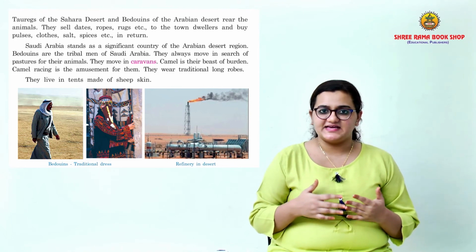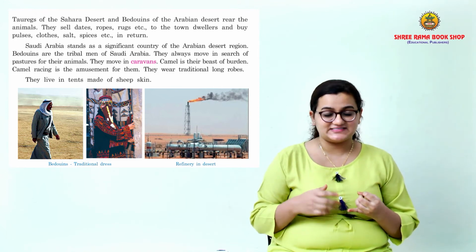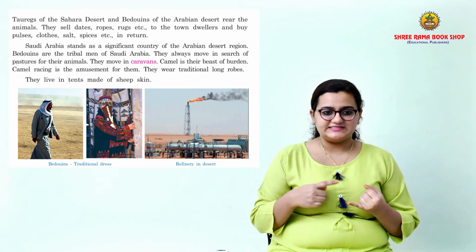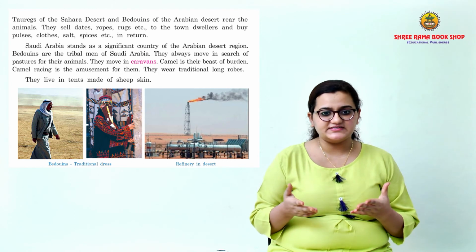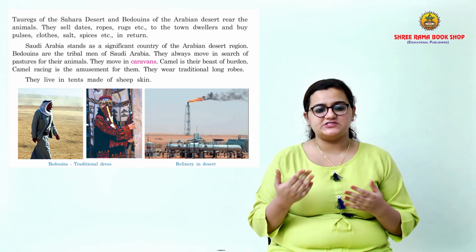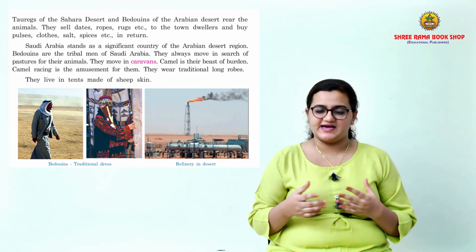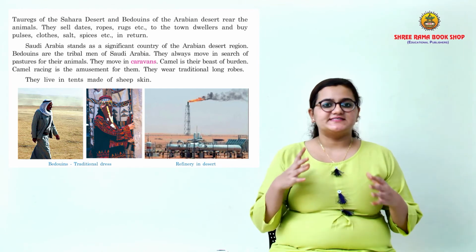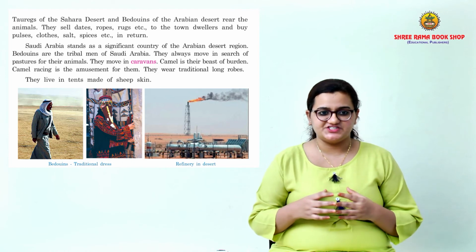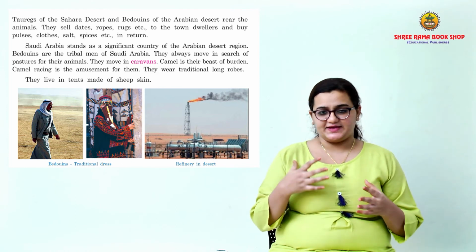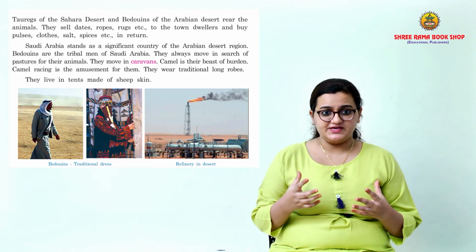They also sell dates. Dates are famous, right? They sell dates, ropes, rugs to the town dwellers and they buy pulses, clothes, salts, etc. in return. Saudi Arabia is one important country in the Arabian Desert region. Bedouins are the tribesmen of Saudi Arabia.